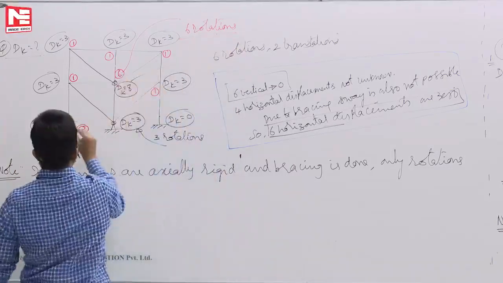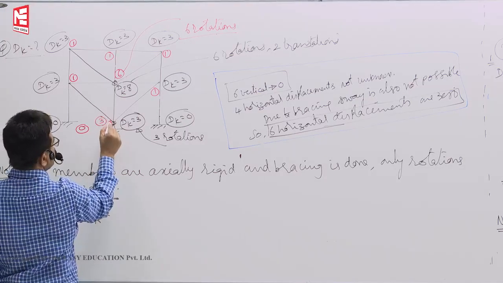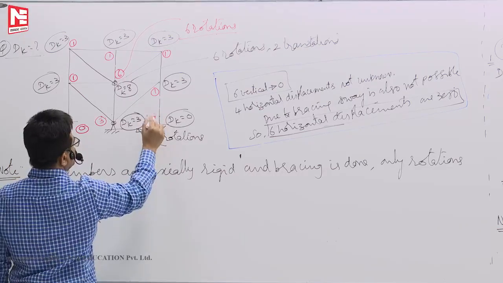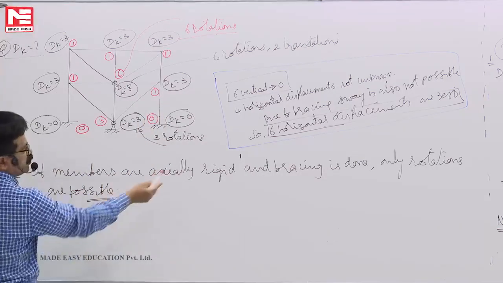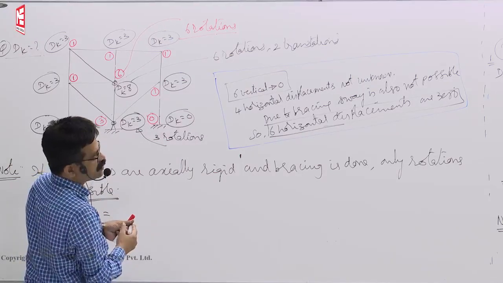Inextensible case we are taking. Here 0. Here 3 independent rotations: 1, 2, 3 members. Here dk is 0. Here it is 0 anyhow. Now count them. You should get that. How much is that?